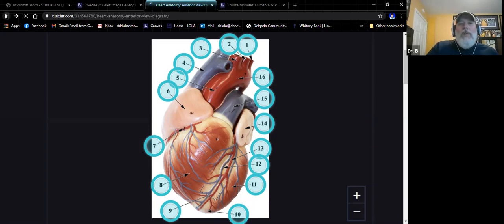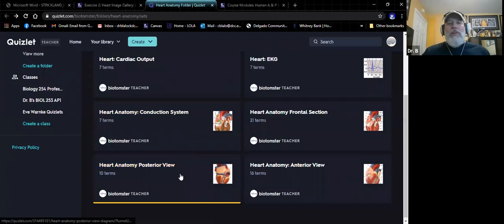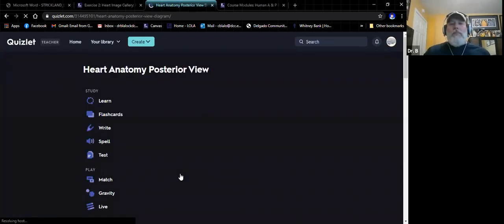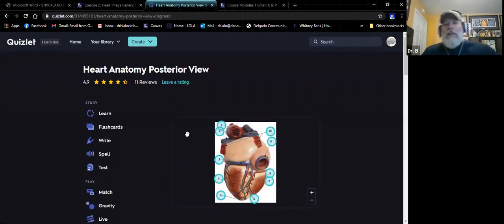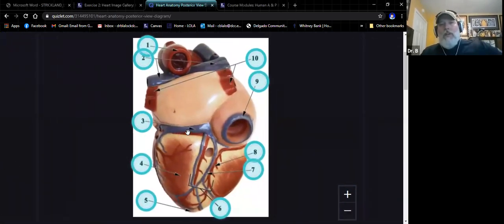All right, let's look at our posterior view. I say posterior, but it's kind of a posterior inferior view. So here is the posterior inferior view of our hearts. Now remember, if we're looking at something from the posterior, right and left is the same as you. When we look at something from the front, it's the opposite. When we look at something from the back, your right is their right and your left is their left.